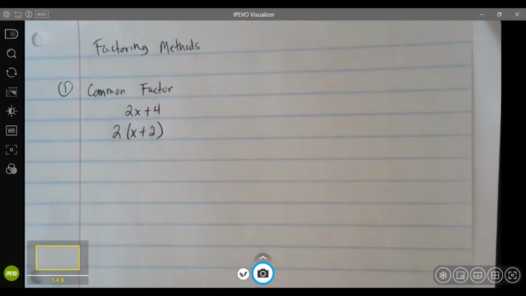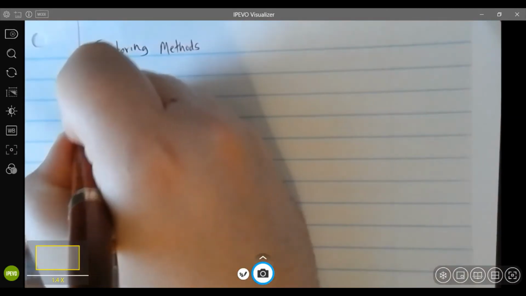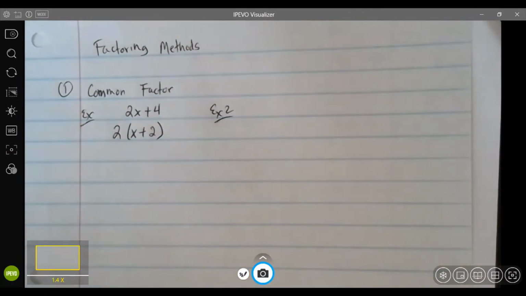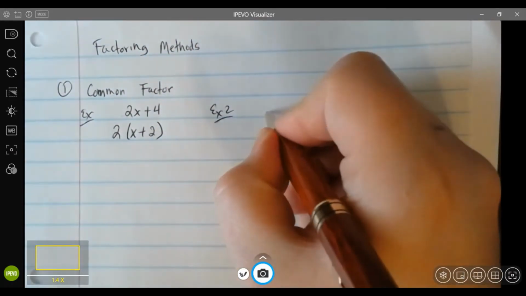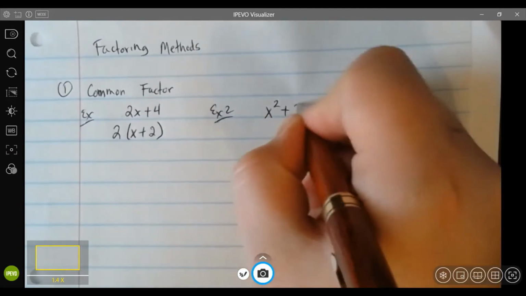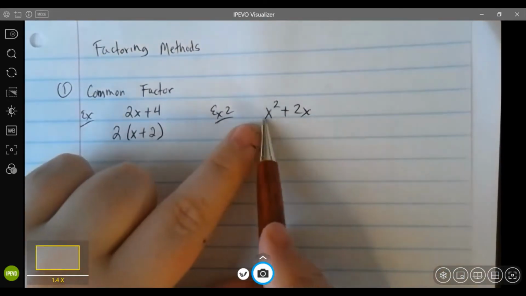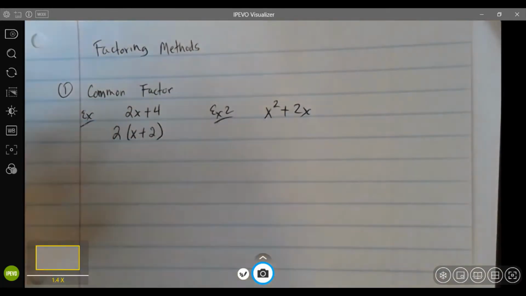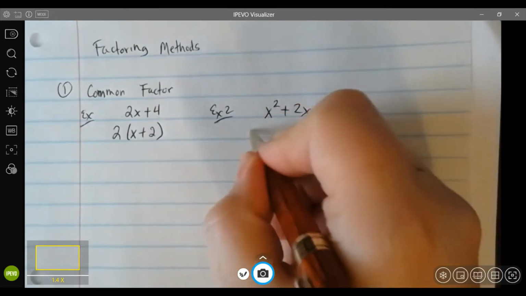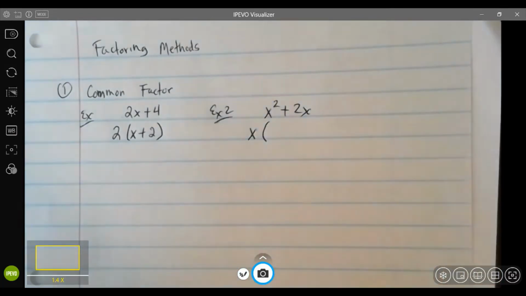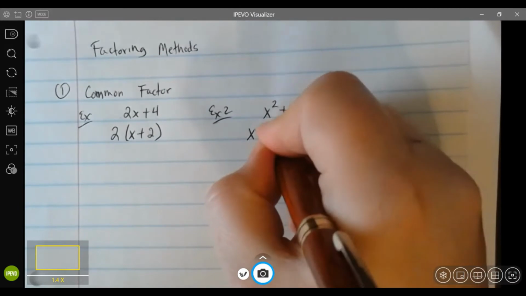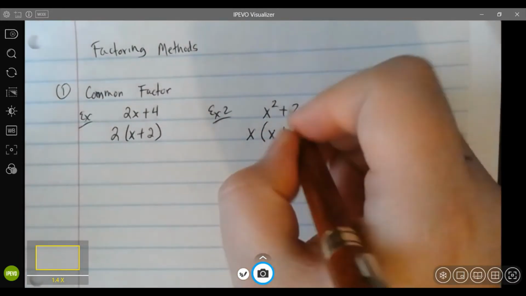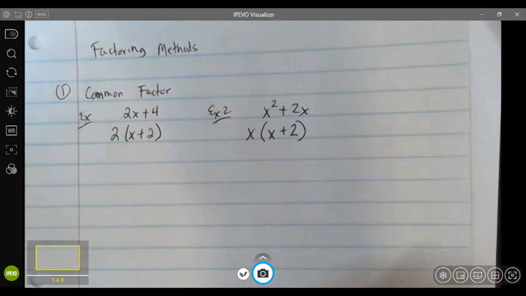Your common factor could also be a letter. So we'll call this example 2. Your common factor could be a letter or a variable. So let's say we have x squared plus 2x. Notice this has x to the power of 2 and this has x. So we can always pull out our lowest power on x, which in this case is 1. So if you divide everything through by x, x squared divided by x is x, plus we're going to have 2, and then x divided by x is just 1. So this is just x times (x plus 2).